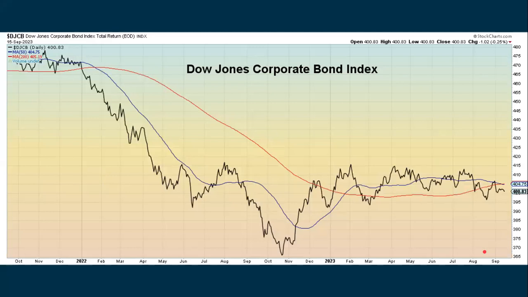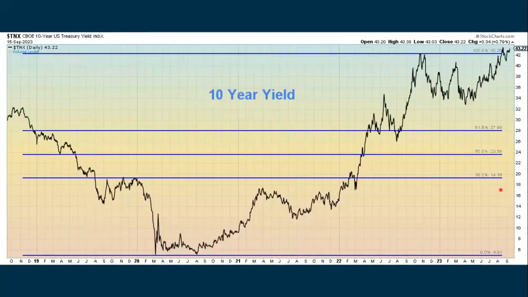We look at the corporate bond index, and this is starting to cross over negative. We've been chopping sideways for a lot of 2023, but now we're dropping below both moving averages, and we're seeing a death cross now, so that's switched to negative. The 10-year yield, we're breaking out above this 100% retracement level, and we're still above that point for right now.